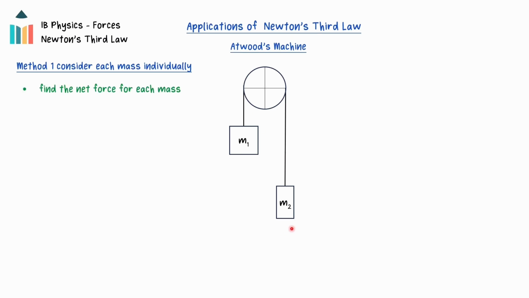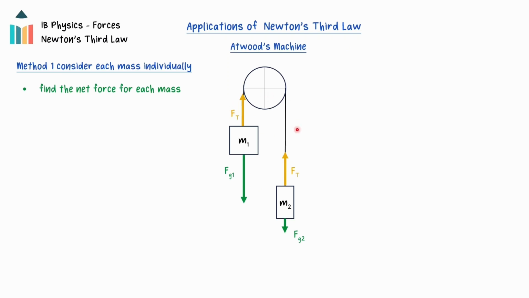First, let's find the net force acting on each block. A free body diagram for each individual mass would show the force of gravity acting down and a tension force acting upwards on each block. These tension forces would be equal in magnitude due to Newton's third law.